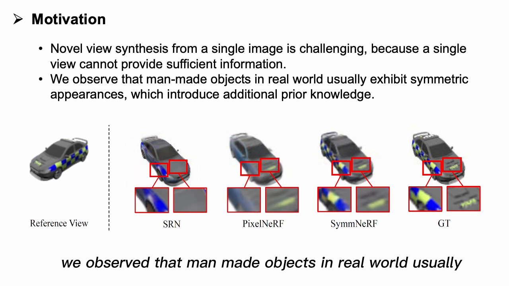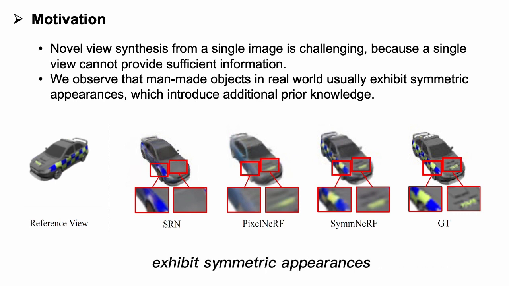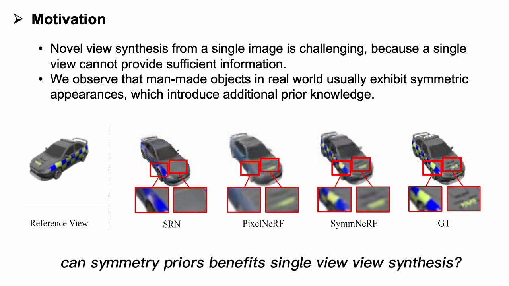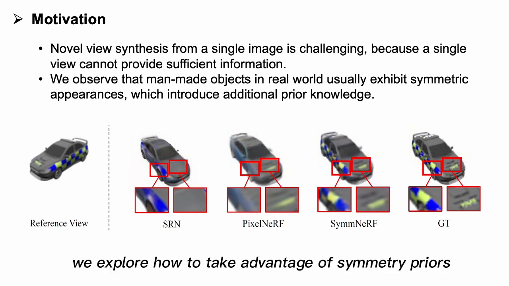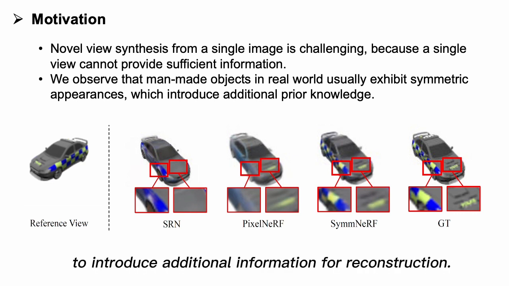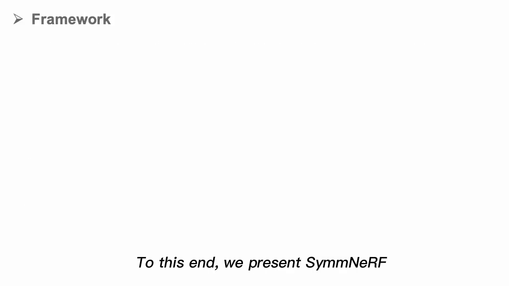We observed that man-made objects in the real world usually exhibit symmetric appearances. Based on this, a question arises: can symmetry priors benefit single-view view synthesis? To answer this question, we explore how to take advantage of symmetry priors to introduce additional information for reconstruction. To this end, we present SymmNeRF, a NeRF-based framework that is augmented by symmetry priors.